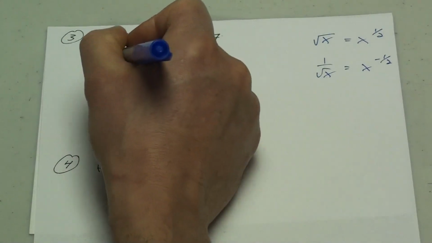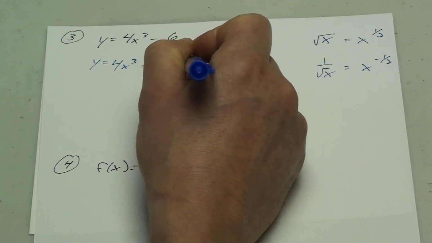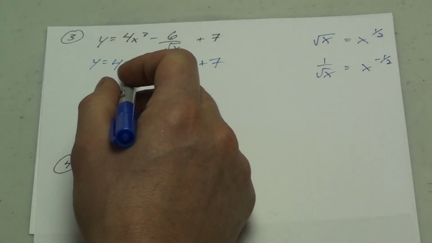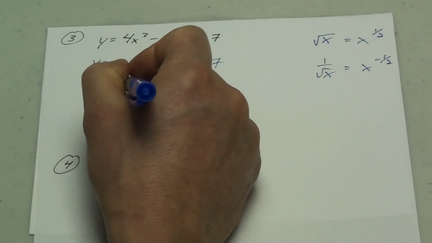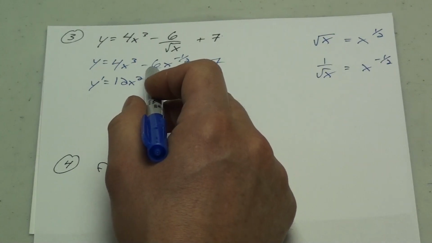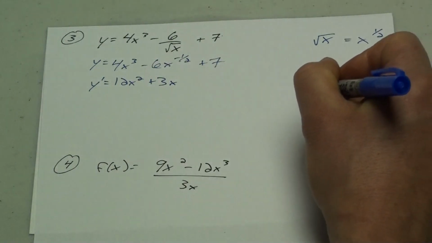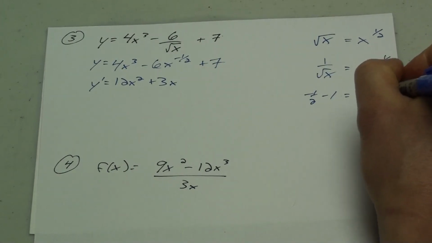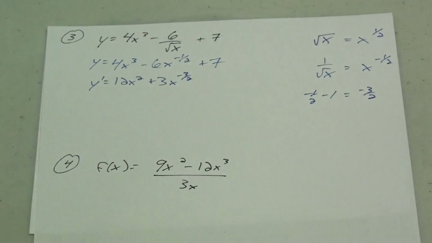So each term has an exponent on it: 4x cubed minus 6 times x to the negative 1/2 plus 7. Now I can follow the rule of multiplying my exponent by the coefficient and reducing the exponent by 1 to find the derivative. So it becomes 12x squared. Now I'm going to multiply: negative 6 times negative 1/2 is positive 3x. Reduce the exponent by 1: negative 1/2 subtract 1, which is negative 2 over 2, becomes negative 3 over 2. So the exponent is negative 3 over 2. And then my constant plus 7 just goes to 0.